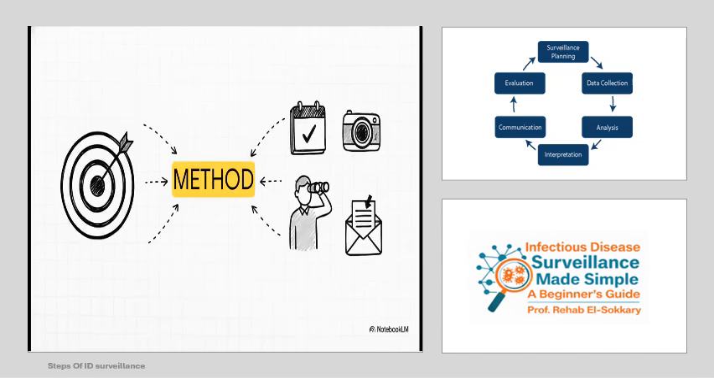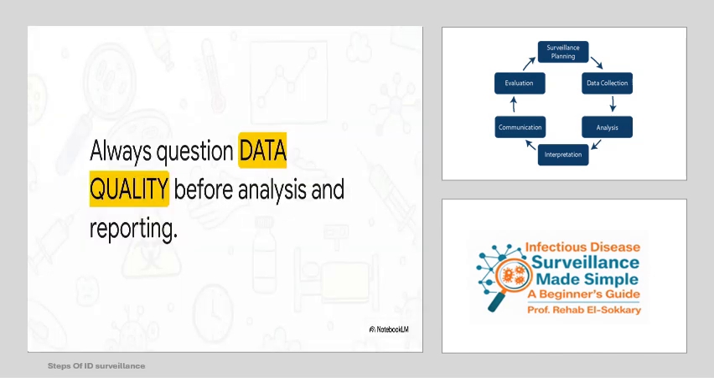Third, there is no single best method. The method you choose, whether it's incidence versus prevalence or active versus passive, it has to be a perfect match for the question you are trying to answer. And finally, be a data skeptic. Always approach your data with a critical eye. Validate it, check for completeness, and understand its limits before you even think about drawing any conclusions.